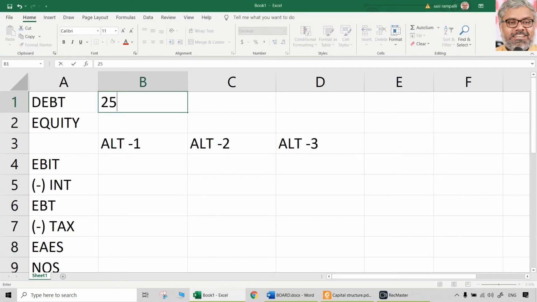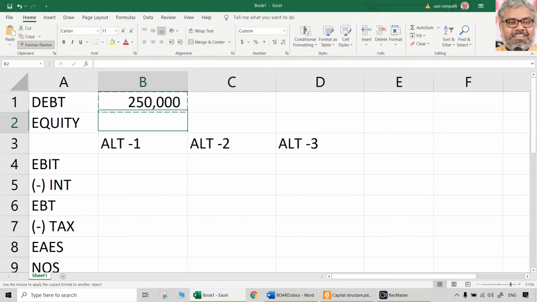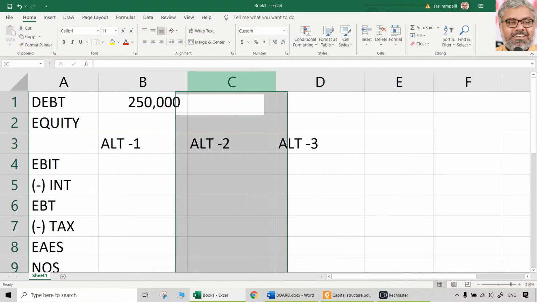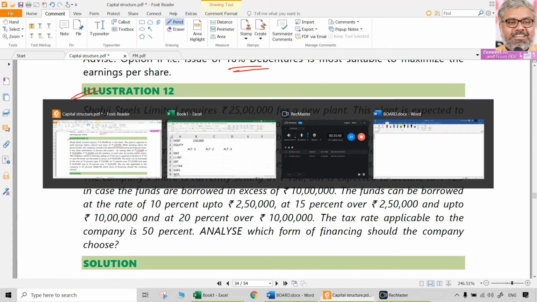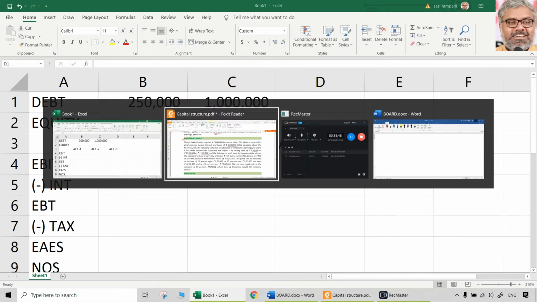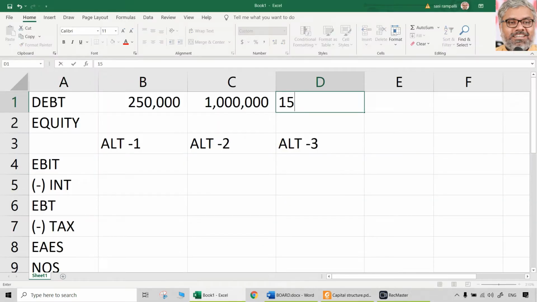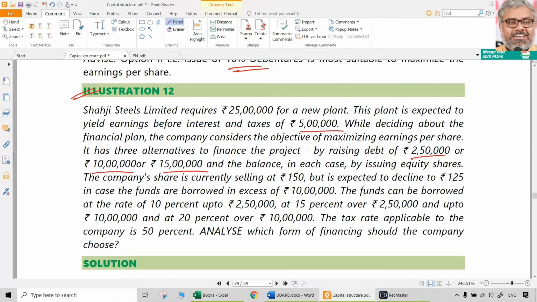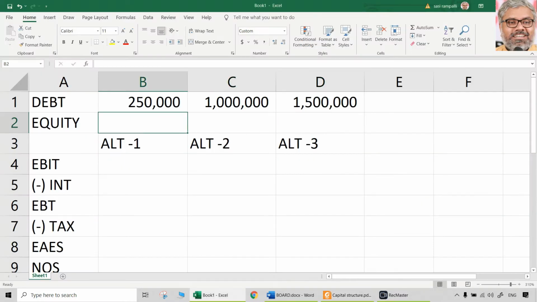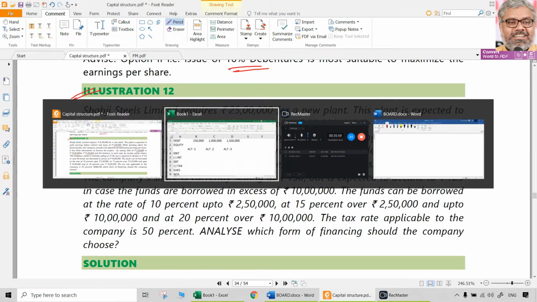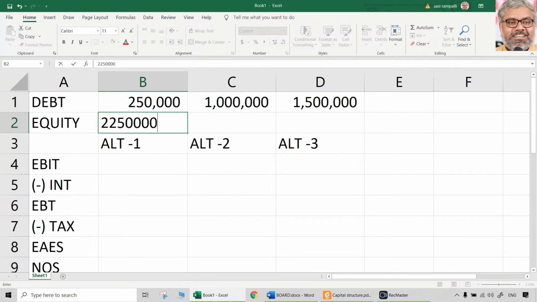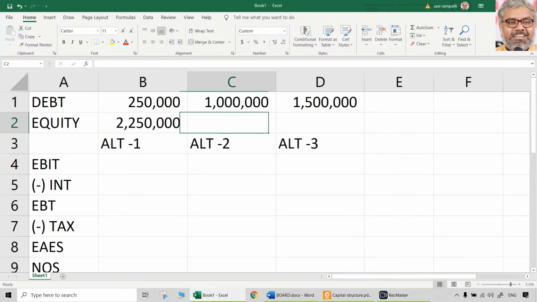So one option is raising 2,50,000 as debt. Second option, raising 10 lakhs as debt. Third option, raising 15 lakhs as debt. That means balance has to be raised by equity naturally. So in first option, how much equity has to be raised? 25 lakhs is your requirement. So naturally 22 lakhs 50,000 will have to be raised through equity.